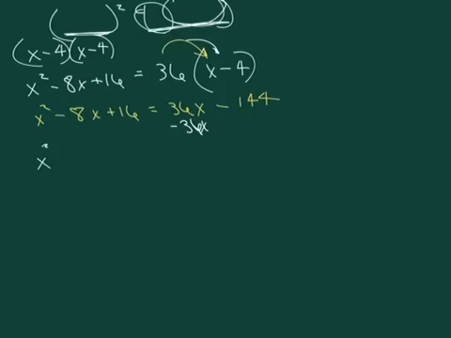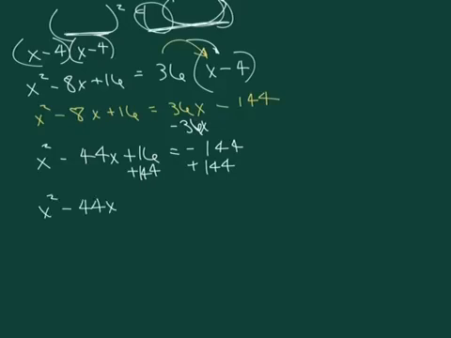So we have x squared minus 44x plus 16 equals negative 144. So we're going to add 144 again to get rid of that. Add those two together, and we get 160.